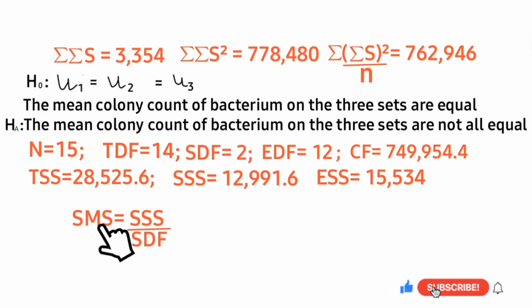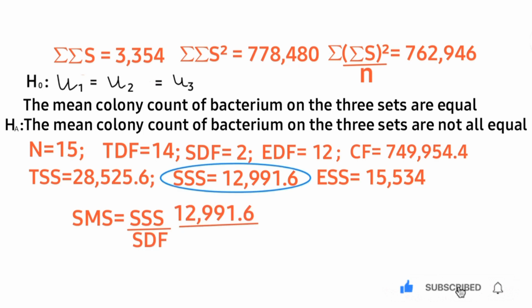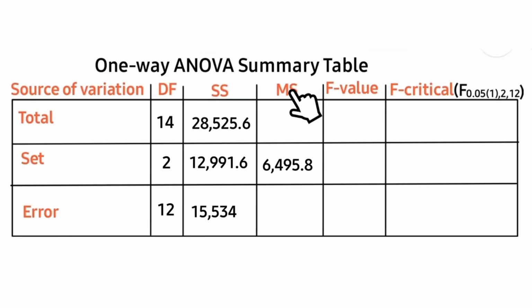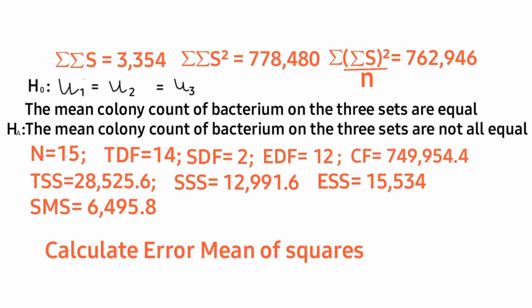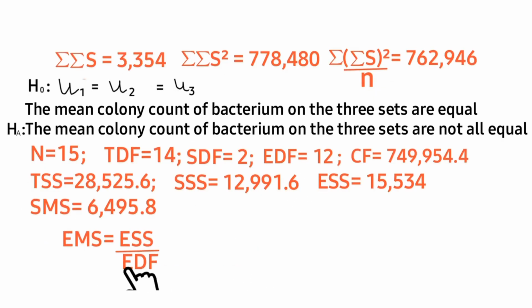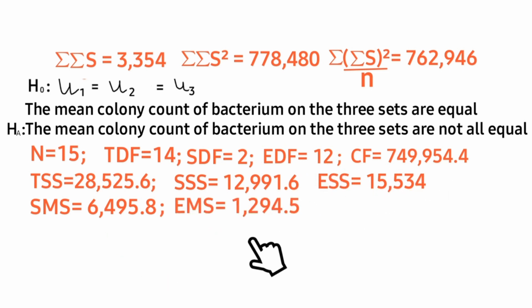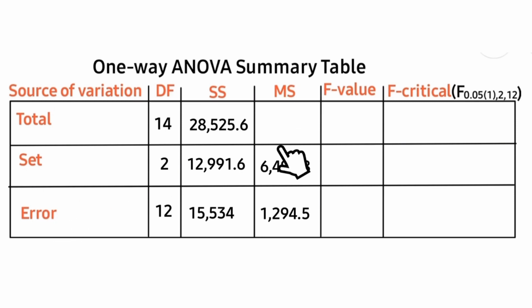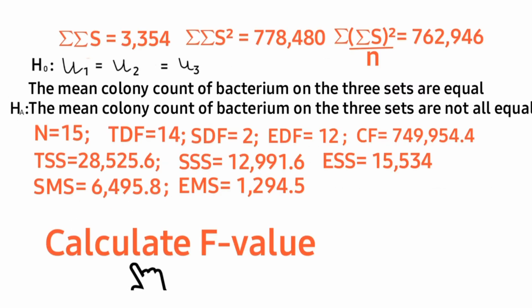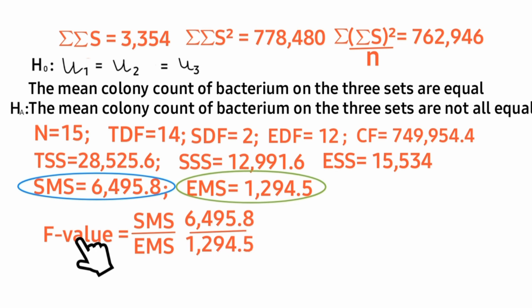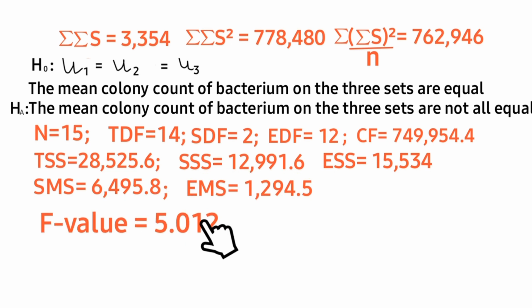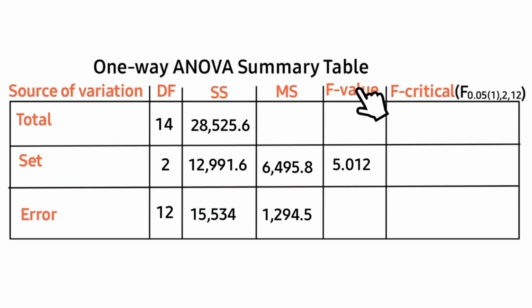Calculate set mean of squares. Set mean of squares equals set sum of squares divided by set degree of freedom, which gives this value. Calculate error mean of squares. Error mean of squares equals error sum of squares divided by error degree of freedom. Calculate F value. F value is set mean of squares divided by error mean of squares, which gives 5.012.